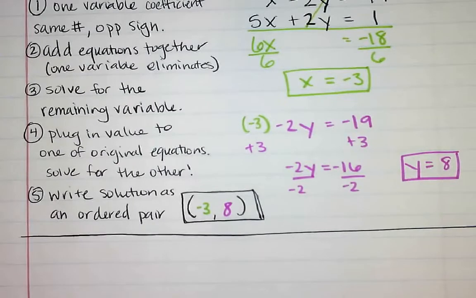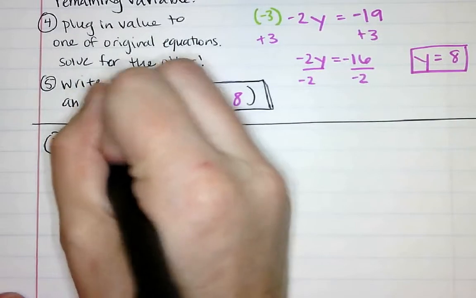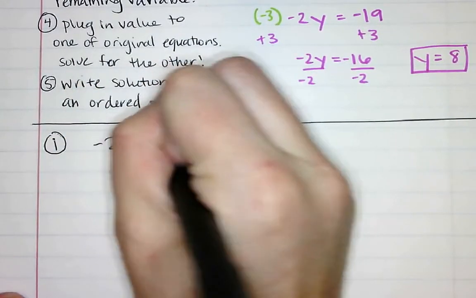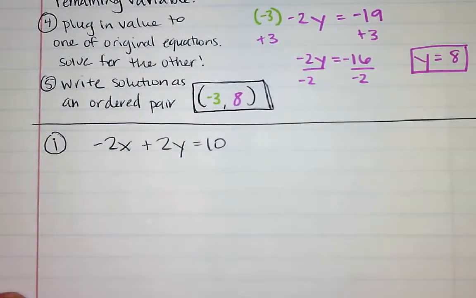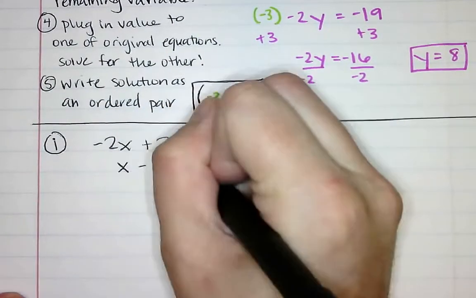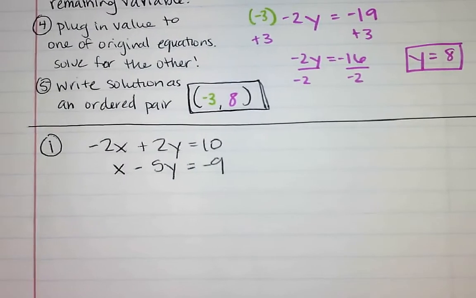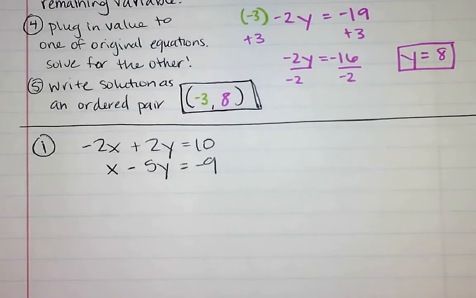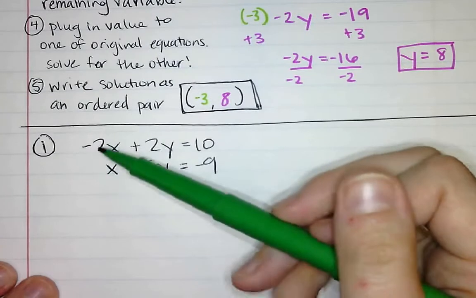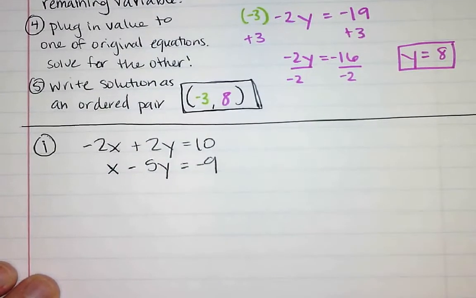All right? So now we're going to do a couple little examples where we actually have to manipulate some stuff. All right? So example number 1 here. I'm going to have -2x plus 2y is equal to 10. And then my second equation is x minus 5y is equal to -9. So y'all, for this particular equation, are any of my coefficients lined up so that they're the same number but opposite sign? No. My x's aren't and my y's aren't.